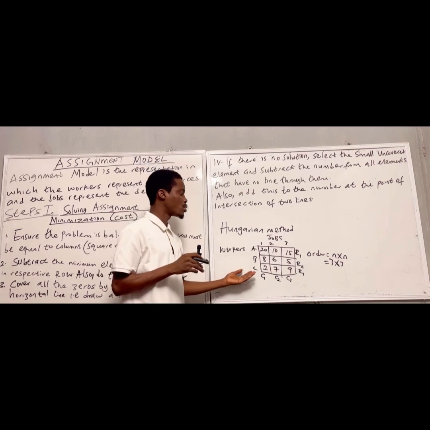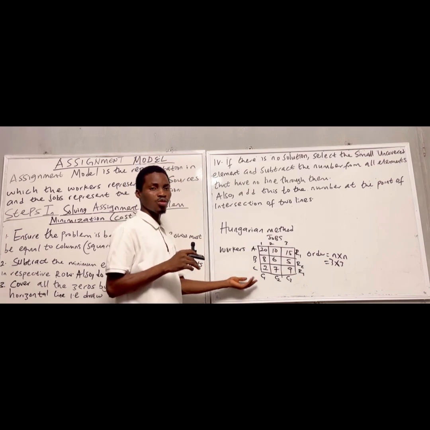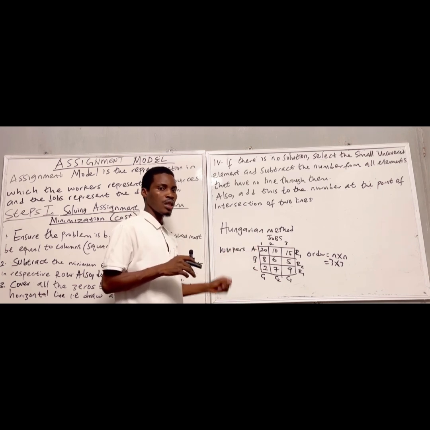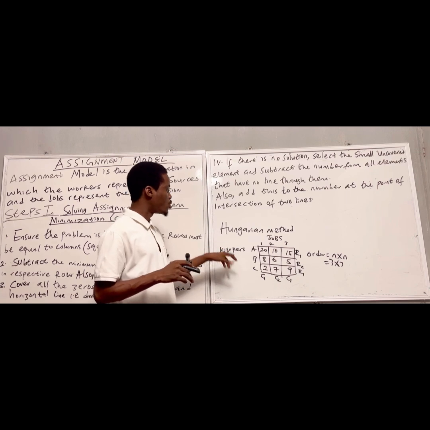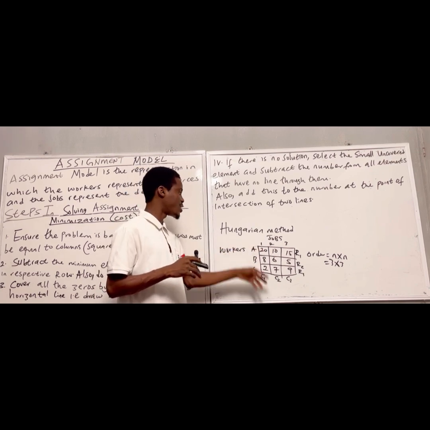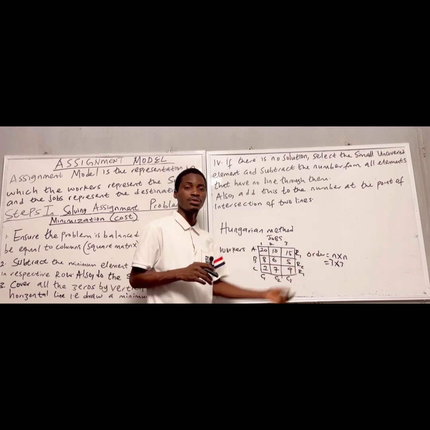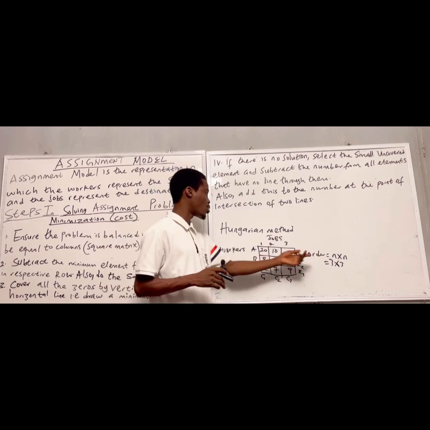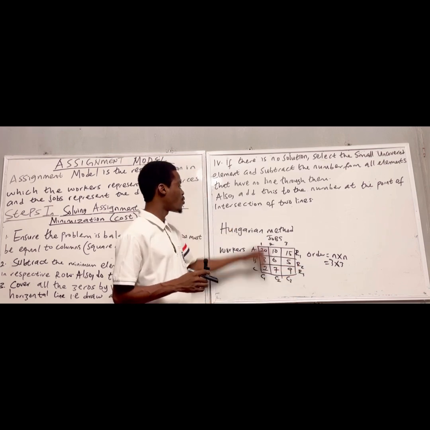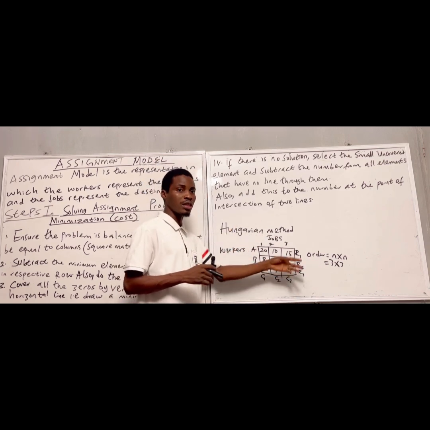So the aim is for you to determine the optimal solution. Your minimum number of lines that you draw, either vertically or horizontally, must be equal to the number of what? The order of the assignment problem matrix. Remember the order of this matrix is what? 3, that is 3 by 3. And the number of lines that you must draw must also be 3.